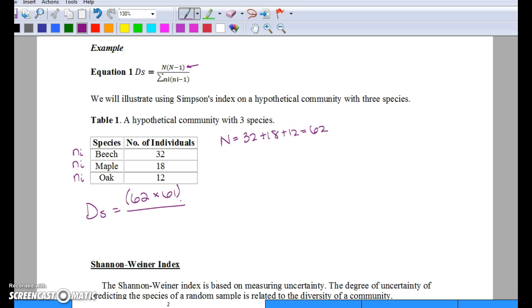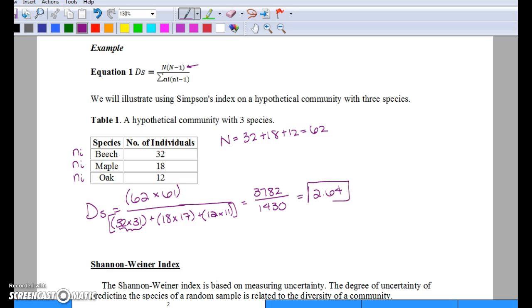That's on top. And then on the bottom, we have to do the sum of all of the individual ones. So we're going to start with the beech trees, 32 times ni minus 1, 31, plus, and we should really put this bottom portion in parentheses as well. Then you do your maple trees, 18 times 17, plus 12 times 11. So you have to multiply the top out first, and you get 3,782. And then you multiply each of these individual portions, and you add that up, and then you would get 1,430. And when you divide that, you get 2.64. To save time, I did the math for us ahead of time.